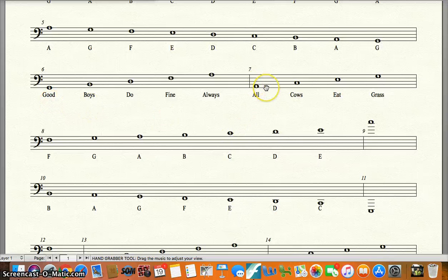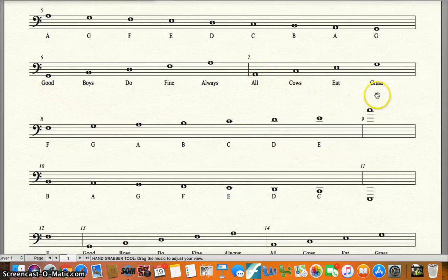Over here, example 7, we have another little silly sentence. This is probably the least silly of any of the sentences to remember your staff lines and spaces. All cows eat grass. A, C, E, G for each corresponding space as we go up the staff.